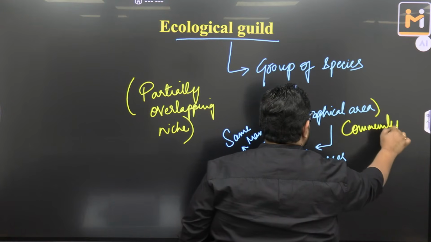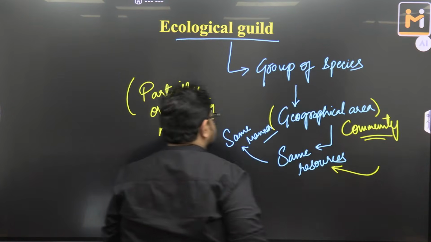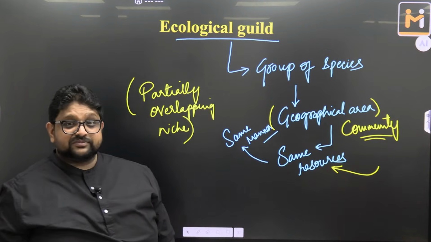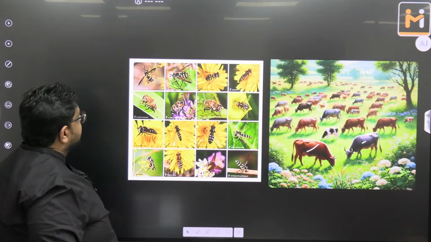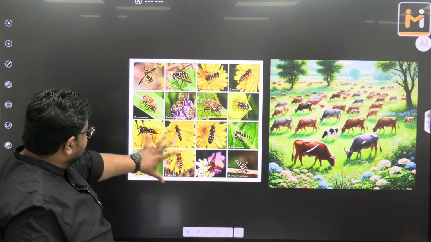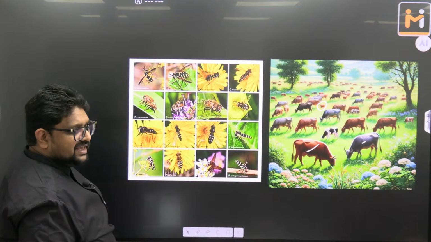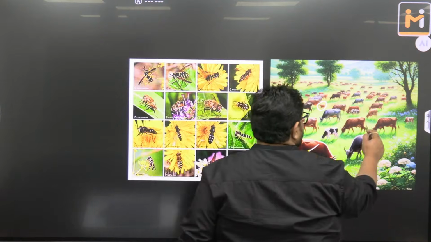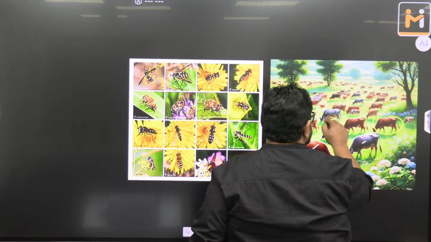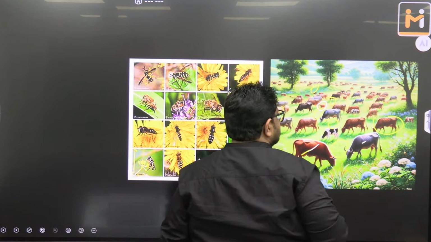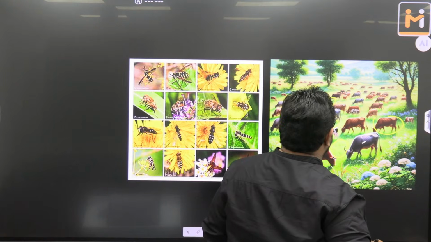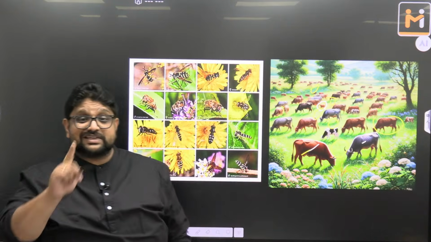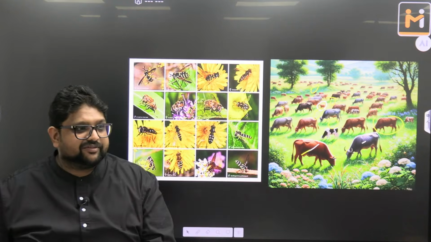They are the part of the community, but they are sharing a partial niche, but other niches are different. Cow and buffalo, like different insects feeding on the same flower, buffaloes, cows, and all they're feeding on the same grass. This grass is the same resource. They are consuming the resource in a similar way, the same way of feeding. That is called as ecological guild. You should be very careful with the word.